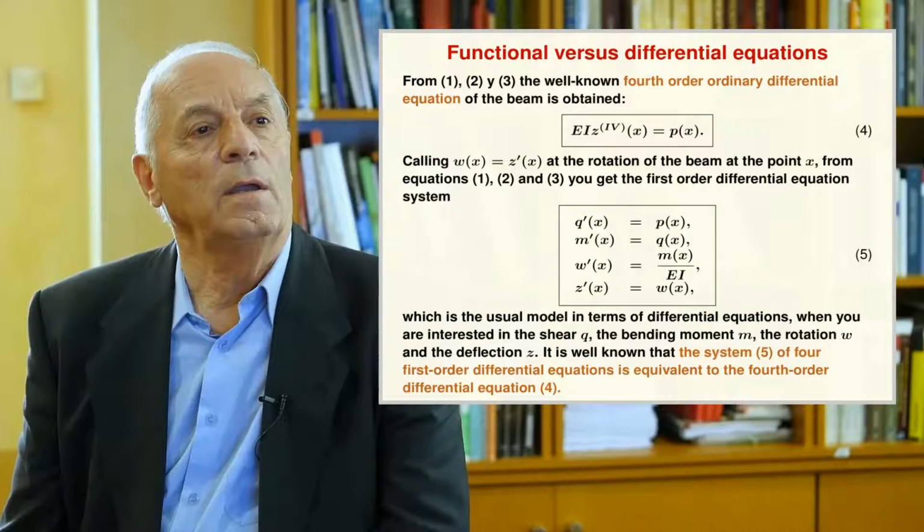Calling W to C prime, the rotation of the beam at the point X, from equations 1, 2, and 3, you get the first-order differential equation system in 5, which is the usual model in terms of differential equations when you are interested in the shear Q, the bending moment M, the rotation W, and the deflection C. It is well known that the system 5 of 4 first-order differential equations is equivalent to the fourth-order differential equation 4.